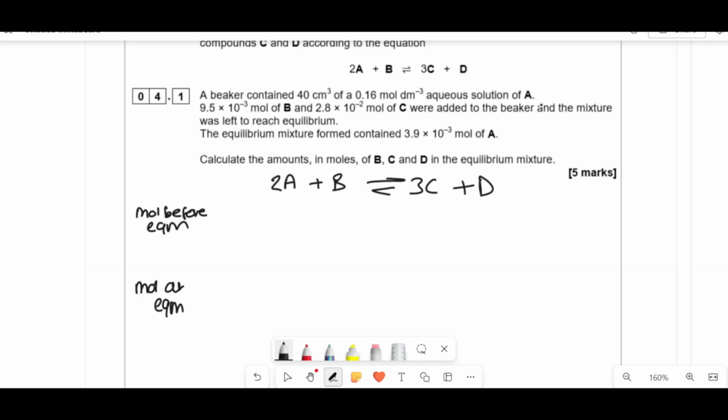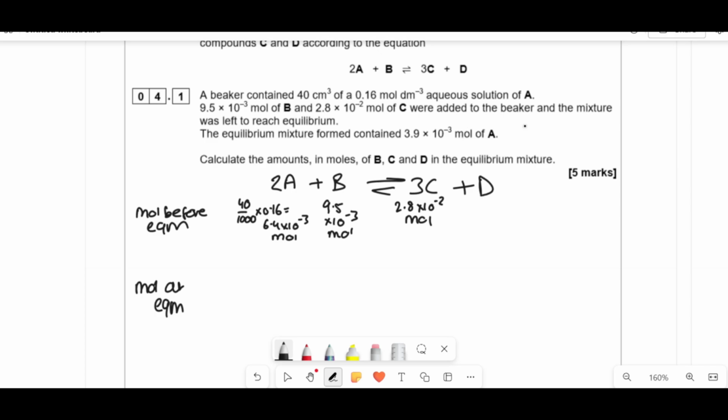So the beaker contained this much of A. Well, it's just giving you the volume and concentration. So that means the moles before the equilibrium was going to be 40 over 1,000 times 0.16, right? So the moles of A at the start must have been 6.4 × 10⁻³ moles. Now, this many moles of B was added. So again, this is before the equilibrium's hit, just when it's been added. So 9.5 × 10⁻³ moles. And then as well as that, they added this much C. So then there must have been 2.8 × 10⁻² moles. Don't assume that this is just 0. The question's told you that some has been added.